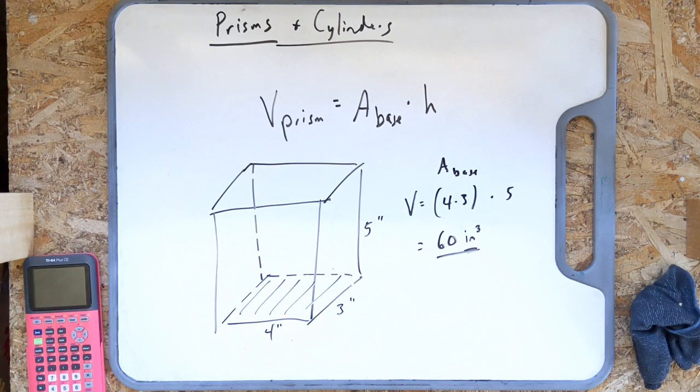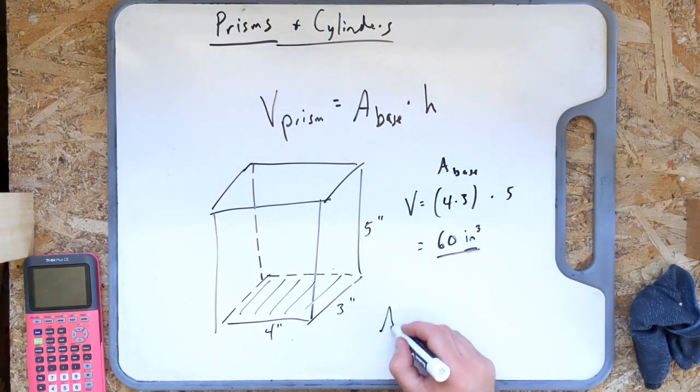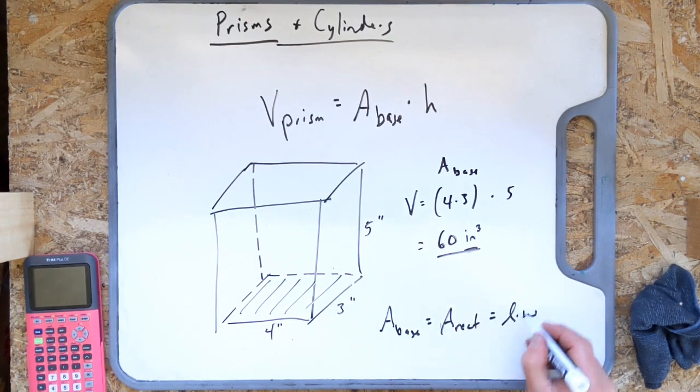For a rectangular prism, it's just going to be length times width times height, because the area of the base for a rectangle is the area of the rectangle, which is just length times width. So it's just length times width times height. But the general form you should just think about is area of base times height.